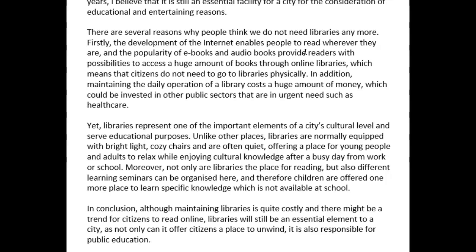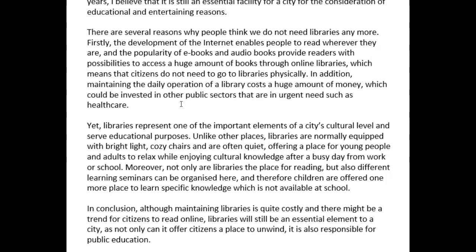In addition, maintaining the daily operation of a library costs a huge amount of money, which could be invested in other public sectors that are in urgent need, such as healthcare. Okay. Yes. I like this. One thing that you could have done is you could have wrapped all of this together. You could have really sealed your paragraph by having a statement concluding the paragraph, which essentially mirrors the first sentence. So just like it's essentially a conclusion for your paragraph.